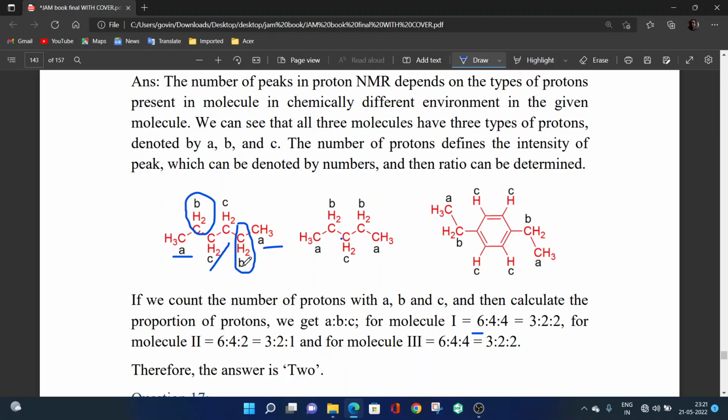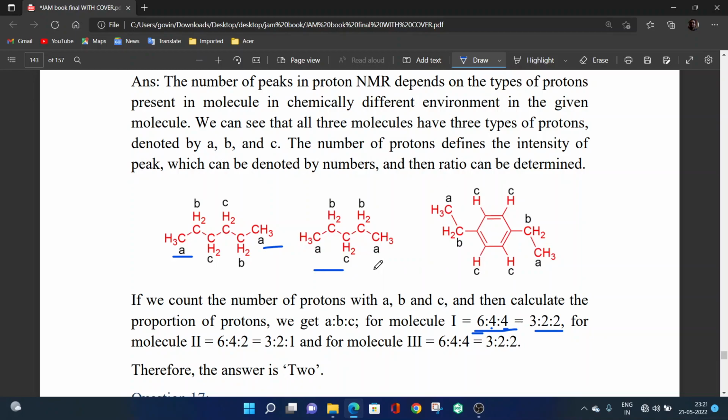Then here how many are there for the B? 2 plus 2, because CH2 is there, CH2 is there. 2 plus 2, 4, and again C is also 2 plus 2, 4. So 6 is to 4 is to 4. So that comes to 3 is to 2 is to 2. But what we need is, yeah, we need 3 is to 2 is to 2. So this molecule does definitely have 3 sets of hydrogen in the ratio 3 is to 2 is to 2. So you appreciate this point, right? Because it is 6 is to 4 is to 4, so we divide all of them by 2. So 2 3s are 6, 2 2s are 4, 2 2s are 4. So the ratio is 3 is to 2 is to 2.